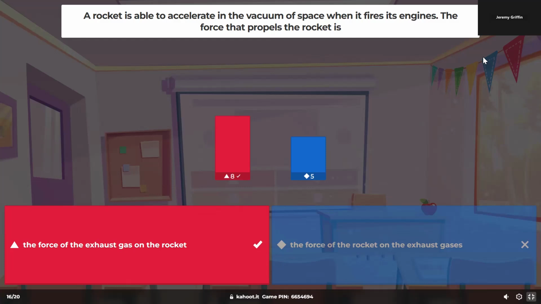Okay, good. Now that is an action reaction pair, right? So the rocket's pushing down on the gases, and the gases are pushing up on the rocket. Is that true? Okay, but guys, which force is bigger though? Same force. Same force.